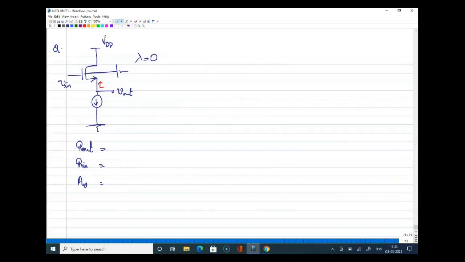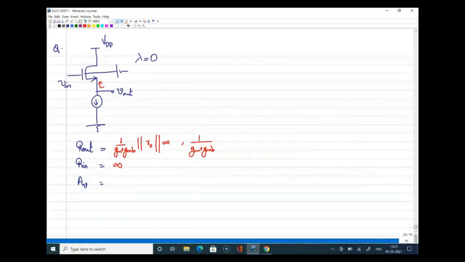Resistance seen up should be 1 by Gm since it is the source. Now body is also there, so I can say it is 1 by Gm plus GMB. That is the output resistance. Now R naught is there, which will be in parallel to infinity, because that is the resistance across the current source. So if those things are not there, I can write it as 1 by Gm plus GMB alone. The input resistance is infinity because the input is still at the gate.